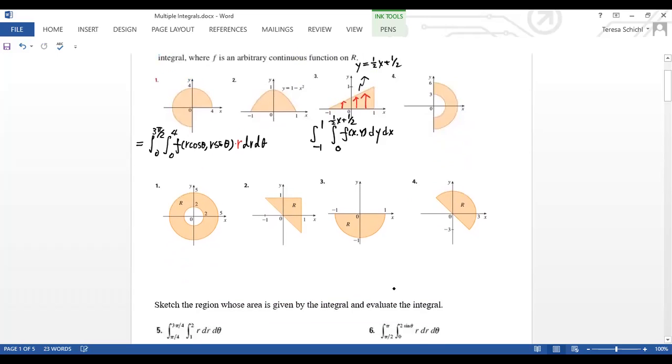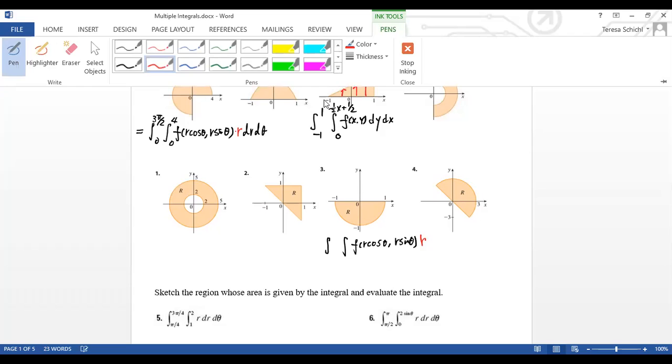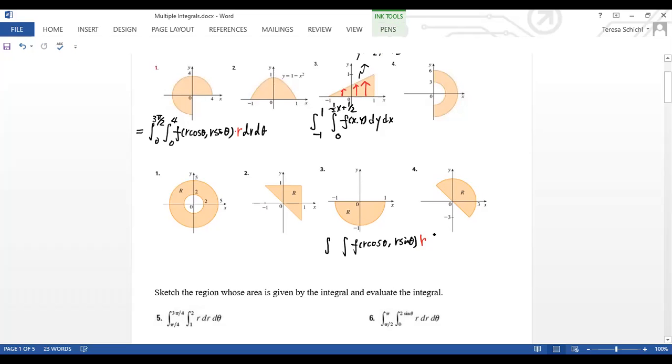Now let's take a look at this one. I think number 3, because this is a half circle, I think polar will be easy. Let's see how we write it. So this is polar. We said f is a function of r cosine theta and r sine theta. And then don't forget the Jacobian, right? Then we do dr d theta.